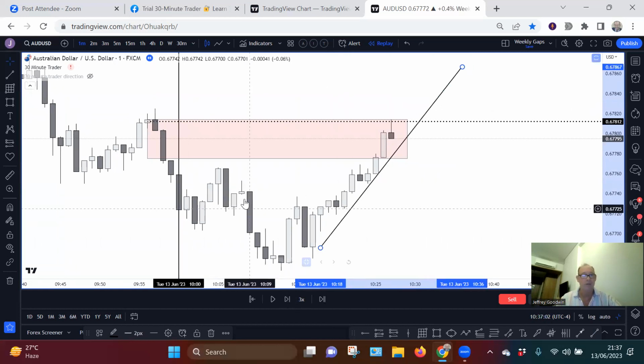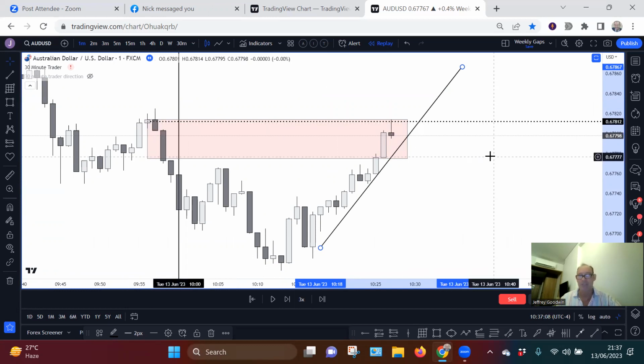One more candle and we'll now hit that. If you've got the 30-minute trader, it's highlighted it. With 50%, we'll mark that across. So now, look at this nice wick.